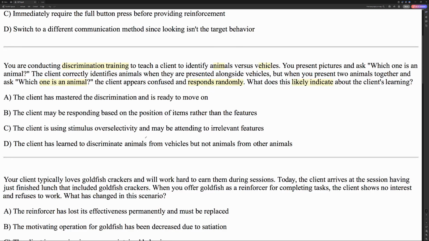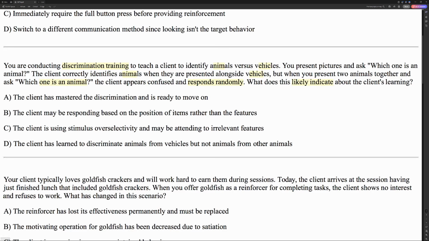C, the client is using stimulus over selectivity and may be attending to irrelevant features. It actually looks like the opposite, because if they can do animals versus vehicles, which don't really have similar features, but then you get two animals which have these relevant or similar features, that's when they struggle.